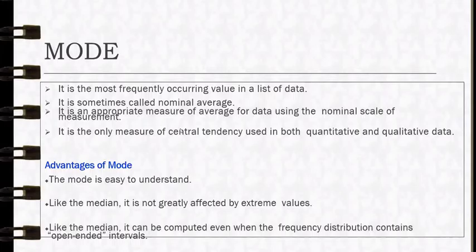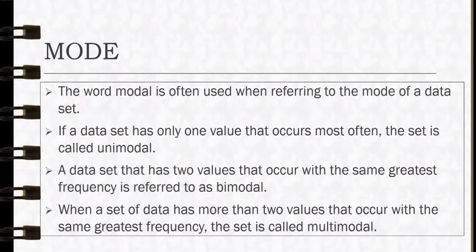Kaya lang, there are cases wherein we have one mode, no mode, or more than two modes. The word modal is often used when referring to the mode of a data set. If a data set has only one mode, we call that unimodal. Pag dalawang mode, we call that bimodal. Then we have multimodal. However, it's not the most reliable kasi there are cases wherein there is no mode. In a given distribution, it's possible na walang mode, but there is the median and the mean.